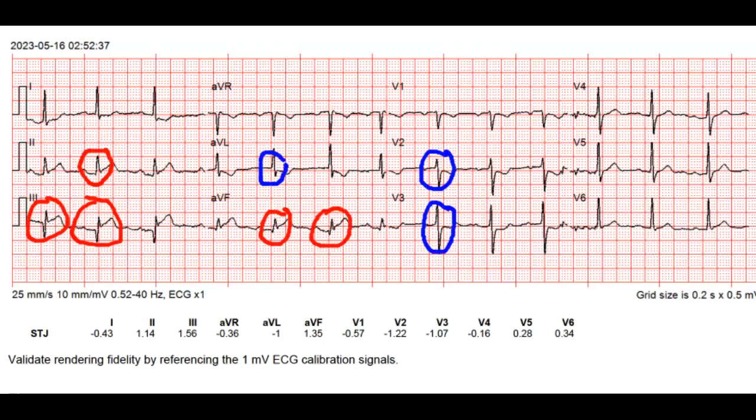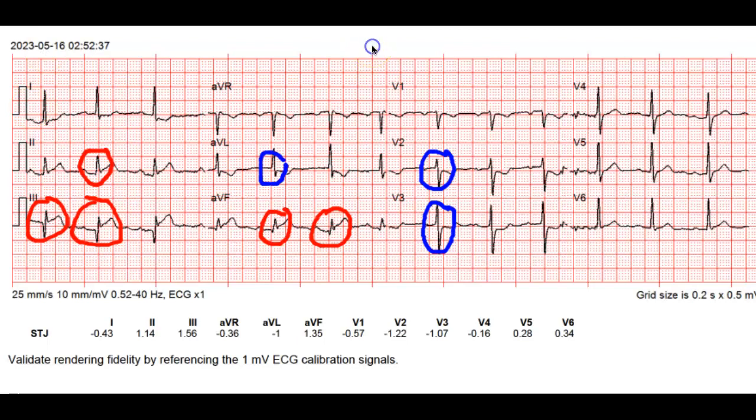All right, so we dive in. I circled the elevations in red and the depressions in blue. So you see you've got ST segment elevation clearly notable in lead 3. In lead 2, you can see it. It's a little bit subtle. Might want to magnify it, but you can see it's elevated there too. As you can see, it's elevated in AVF as well.